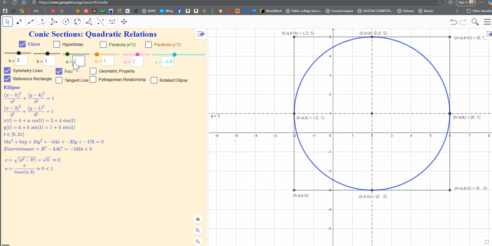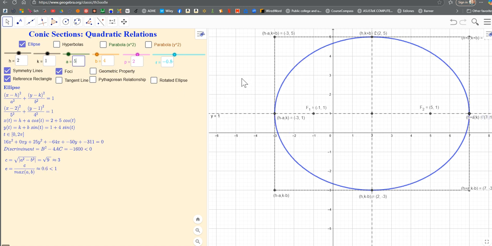But let's go back to one, say like this, for example. So that is a basic ellipse. Again, this particular one is (x minus 2) squared over 5 squared plus (y minus 1) squared over 4 squared equals 1. If you were to multiply all this out, combine like terms, set it equal to 0, you would get this equation right here: 16x squared plus 0xy plus 25y squared minus 64x minus 50y minus 311 equals 0.